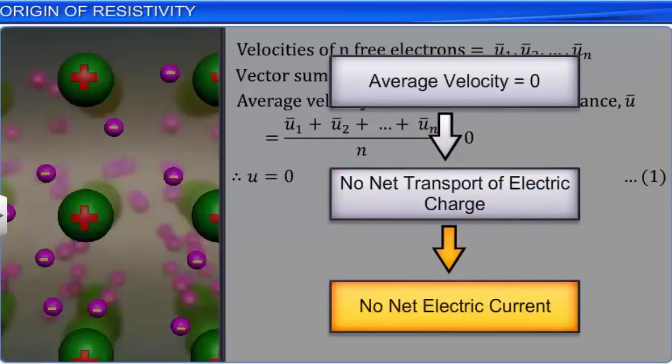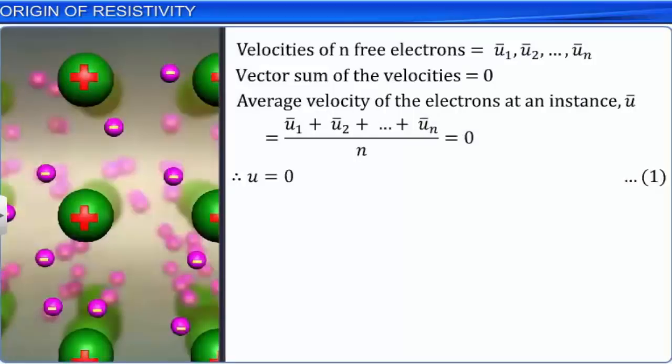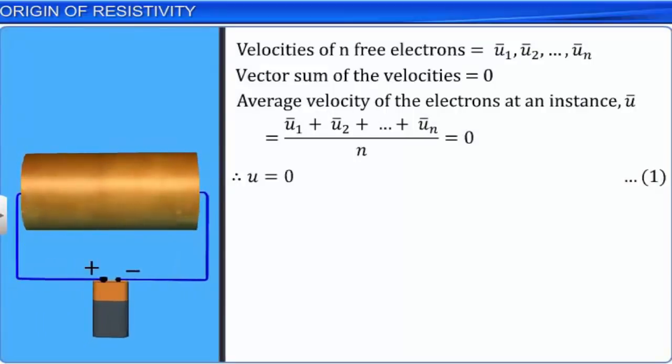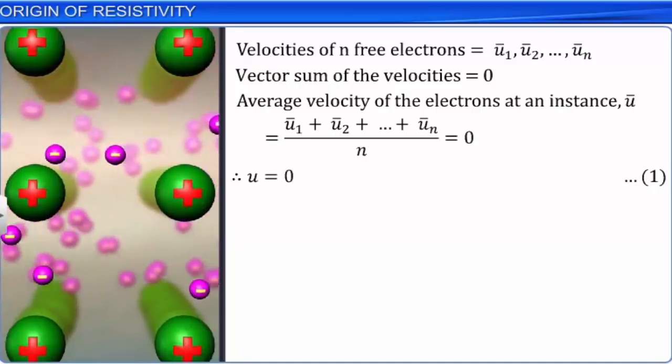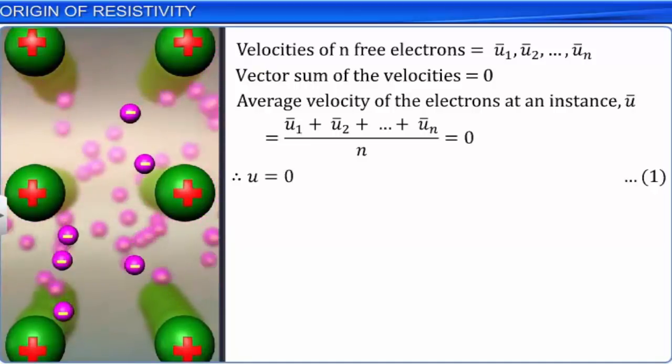Now let us consider a conductor connected to a source of electromotive force, such as a cell or a battery. When the conductor is connected to an external source, an electric field is applied across the conductor. Due to the electric field, the free electrons are accelerated in the direction opposite to that of the field. The magnitude of the electric charge on an electron is e.